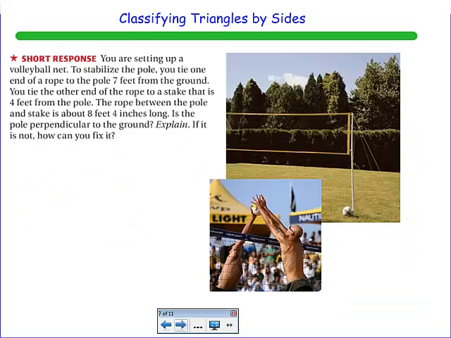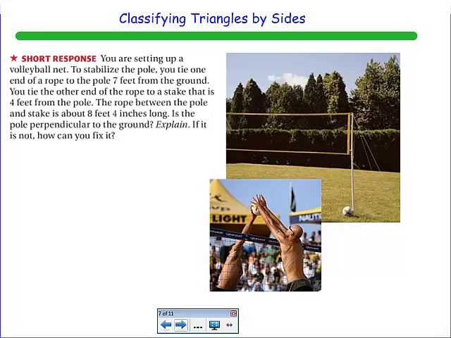How might we use this in the real world? Well, here's an example that I've actually dealt with before. You're trying to set up a volleyball net to stabilize a pole. You have to tie one end of the rope to the pole 7 feet from the ground and the other end of the rope at a stake that's 4 feet from the pole. The rope between the pole and the stake is about 8 feet 4 inches long. Is the pole perpendicular to the ground? You really do want the pole to be perpendicular, otherwise your net is going to be all messed up.